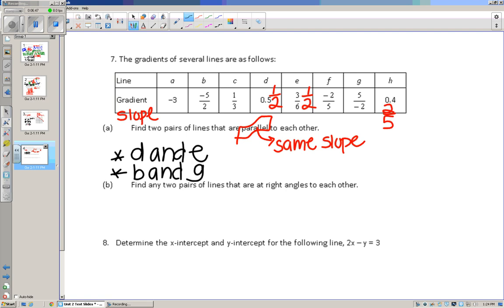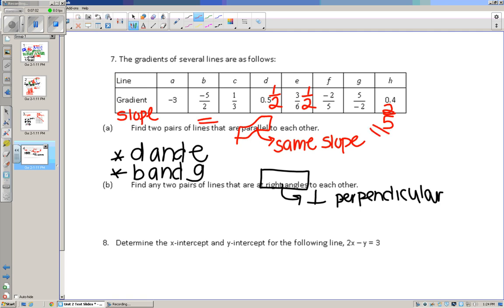Then they asked if there's any that are at right angles with each other. Well, if they're at right angles with each other, that means they are perpendicular. And we know that perpendicular lines have negative reciprocal slopes. So are any of these negative reciprocals? I think that, let's see, B and H are. So B and H have negative reciprocal slopes. And I believe, let's see, A and C, right? A and C have negative reciprocal slopes as well.